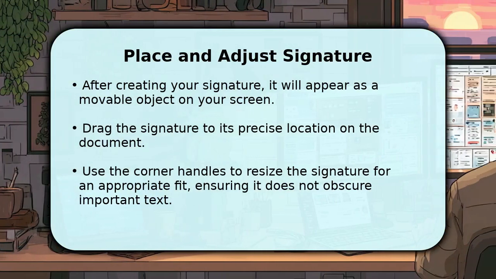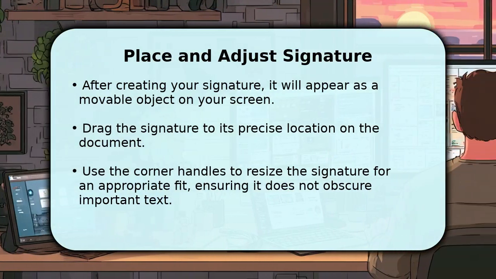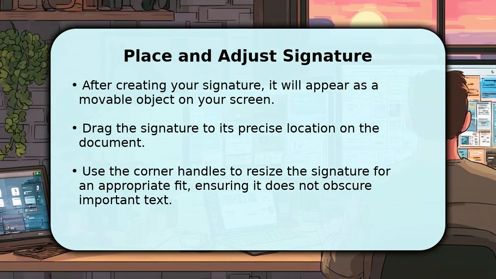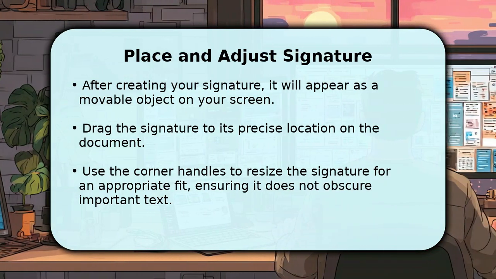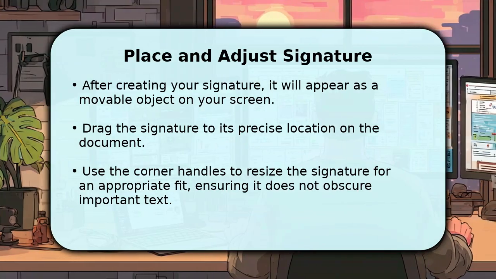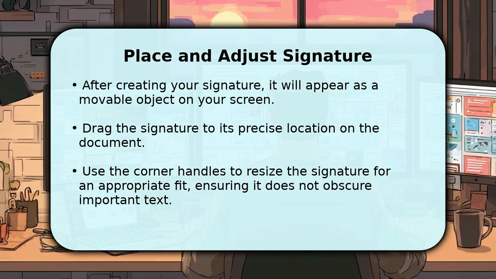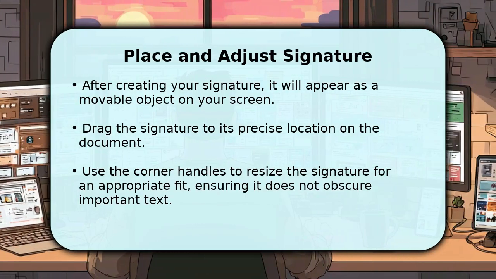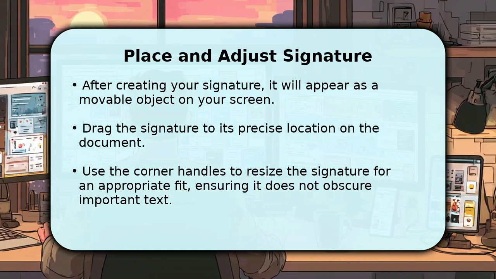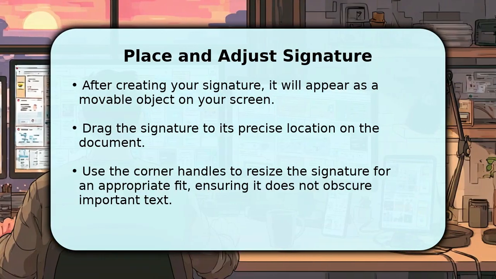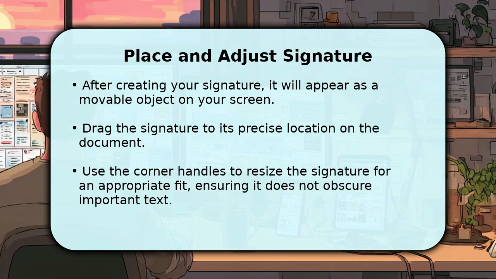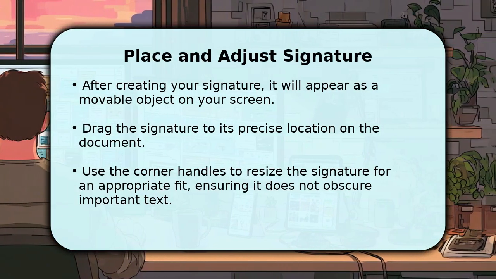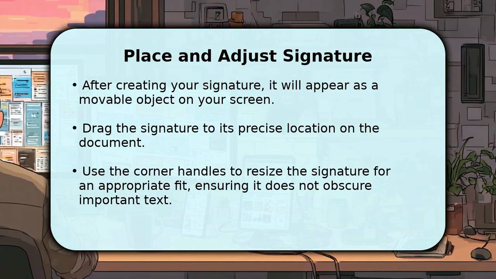With your digital signature now created, it will appear on your screen as a movable element. Carefully click and drag this signature to the exact line or box where it needs to be placed on the document. Once positioned, use the small handles at its corners to precisely resize it, making sure it fits neatly without overlapping any crucial text or information. Aim for a proportionate and professional appearance for a clean result.